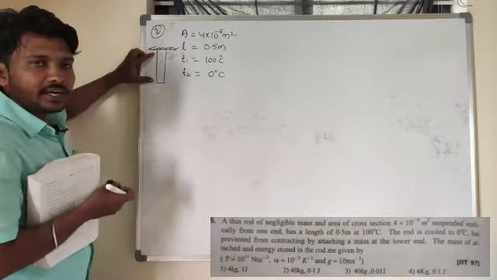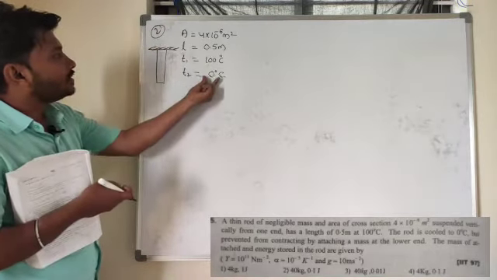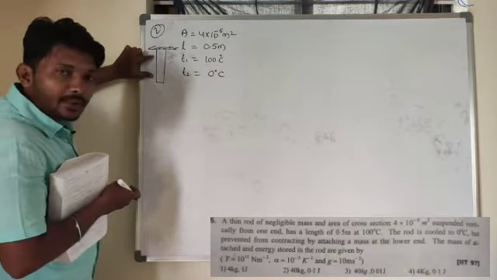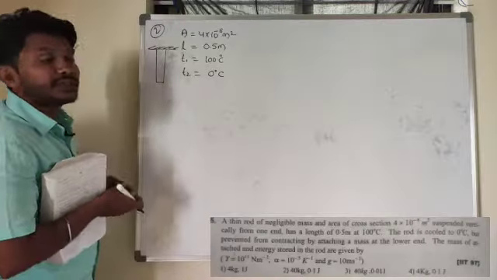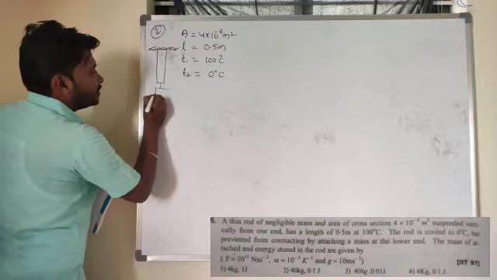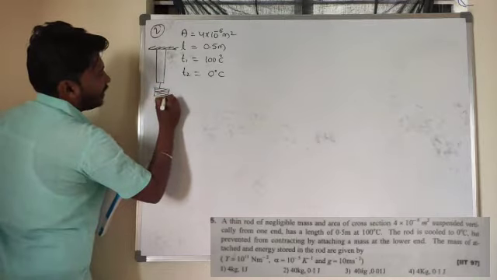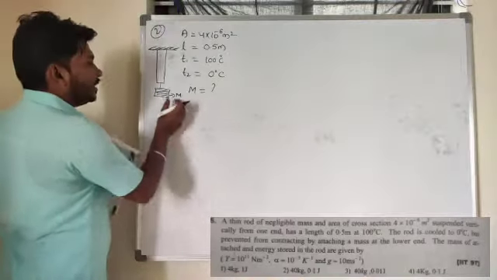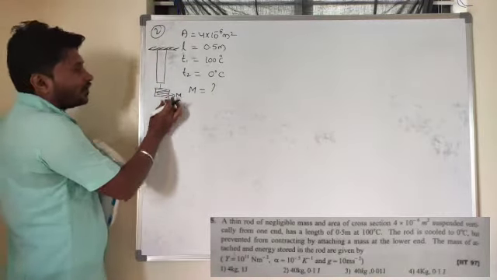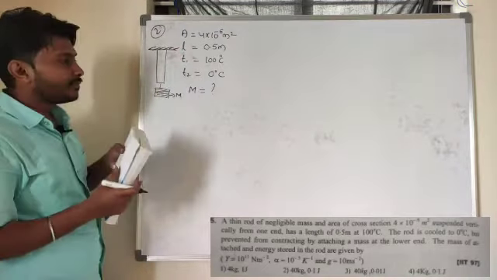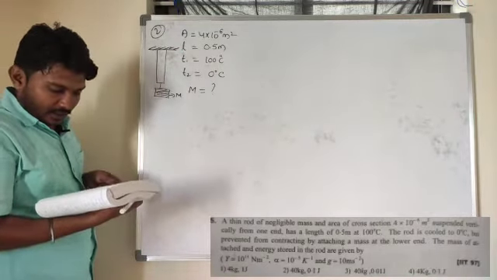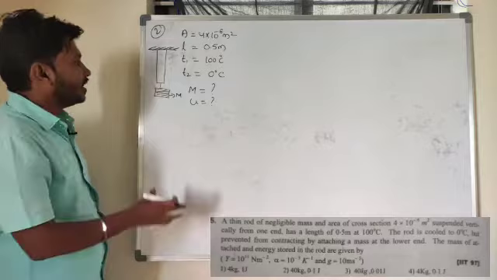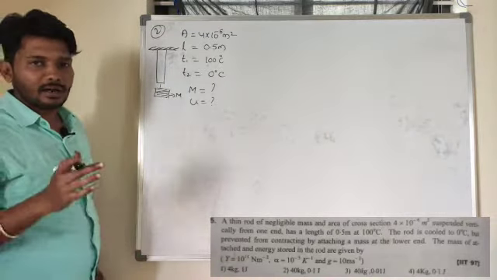So look at here. Initial temperature is 100 degrees Celsius. I am reducing the temperature from 100 to 0 degrees Celsius. Then what happens is this metallic rod tries to compress. So in order to avoid that compression, what am I doing here? I am attaching a certain mass at its lower end. So I need to determine how much mass is suspended at its lower end in order to prevent its compression. And also they asked to determine the energy stored in the rod. So two terms I need to find out here. This question is related to thermal force.